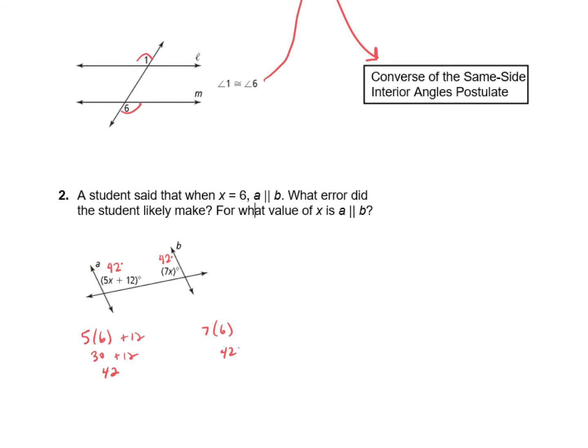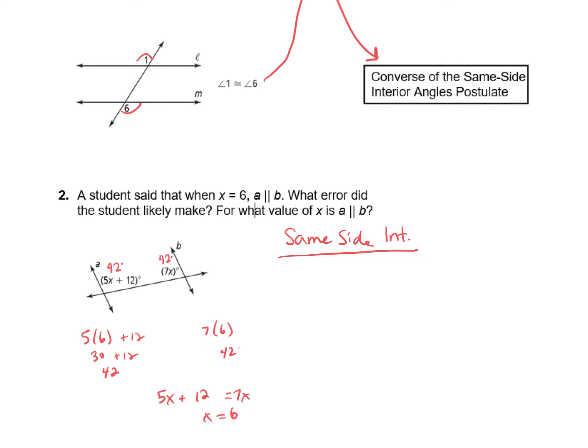They are interior angles inside our possible parallel lines, and they're on the same side of the transversal. So those are same side interior angles. Are same side interior angles congruent? No. So what the student did is they said that they were congruent. They started out with the equation 5x plus 12 equals 7x. They solved and got x equal to 6 and thought that meant you had parallel lines. But same side interior angles are supplementary.